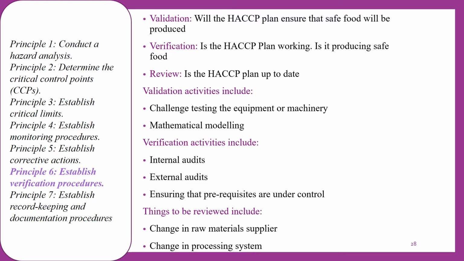Validation activities include challenge testing the equipment or machinery and mathematical modeling. Verification activities include internal audits, external audits, and ensuring that prerequisites are under control. Things to be reviewed include change in raw materials supplier and change in processing system.